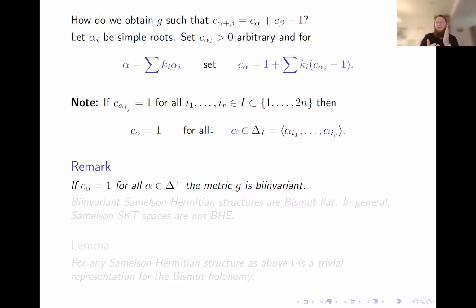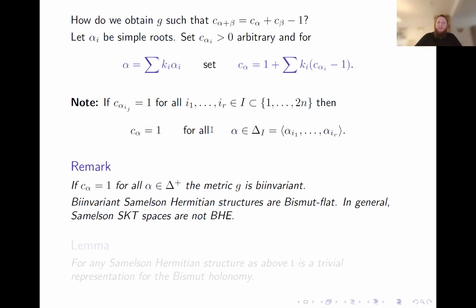Note, if I fix all of them to be 1, or just the simple roots 1, and therefore I get all of my C alphas to be 1, then this is exactly the case if the metric G is bi-invariant. And it turns out bi-invariant Samelson Hermitian structures are known to be Bismut flat. But that doesn't generalize.